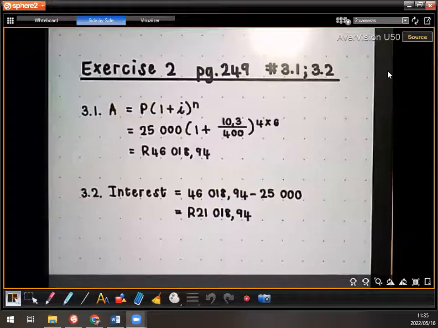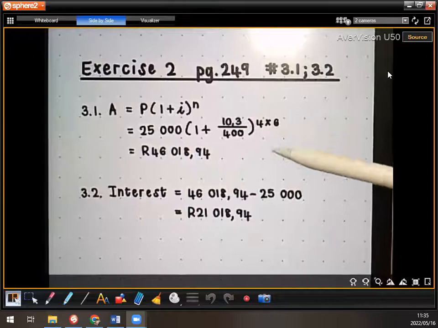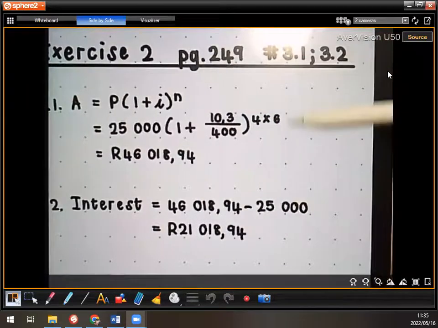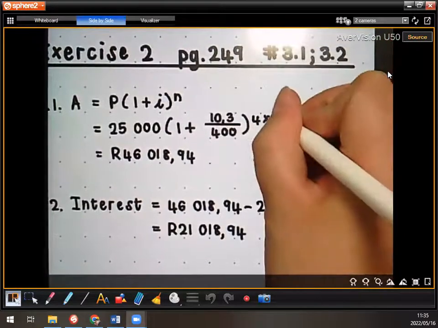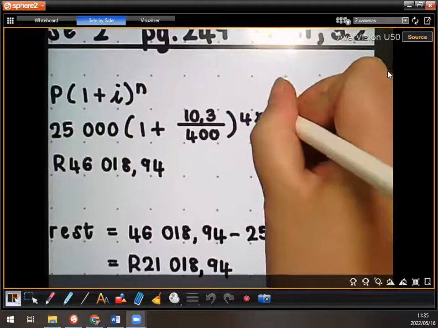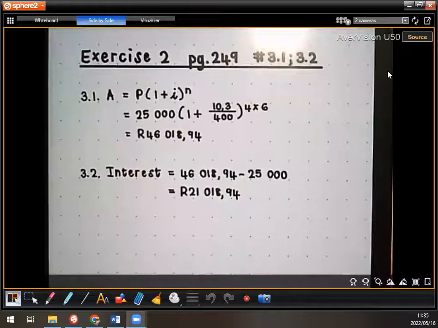Okay, 3.1. That was just using the normal compound formula, and they said that this was quarterly for 6 years. So that's supposed to be a 6. Let me actually just fix that. It doesn't really look like a 6. There you go. Right, we got our first one.